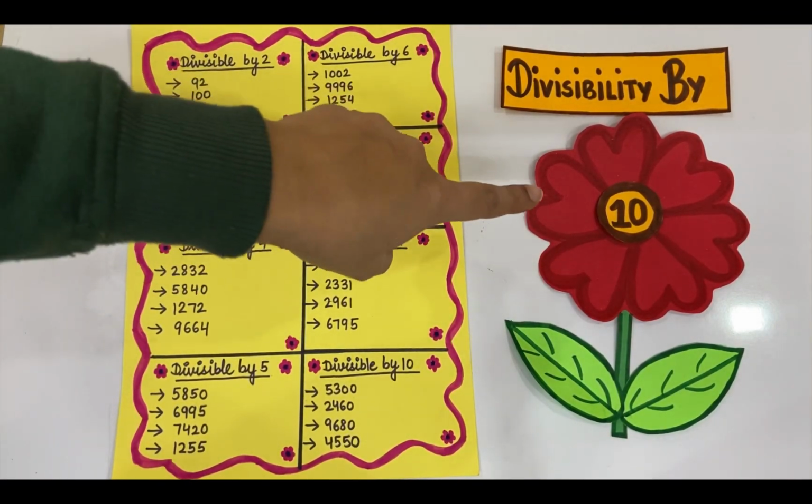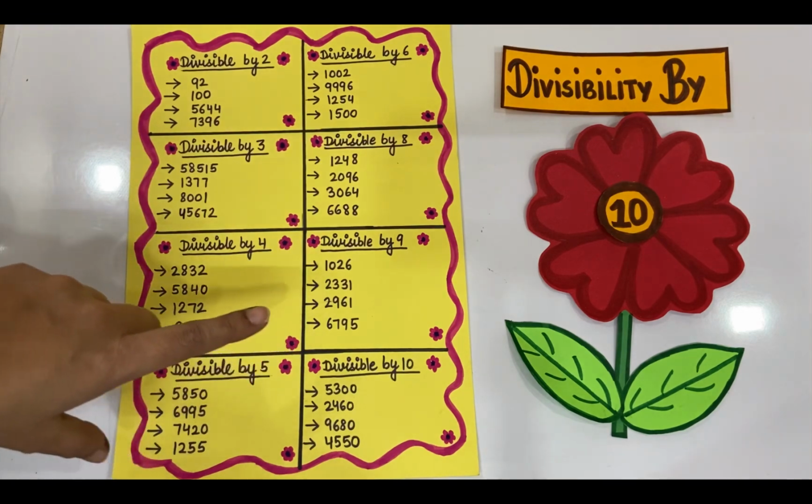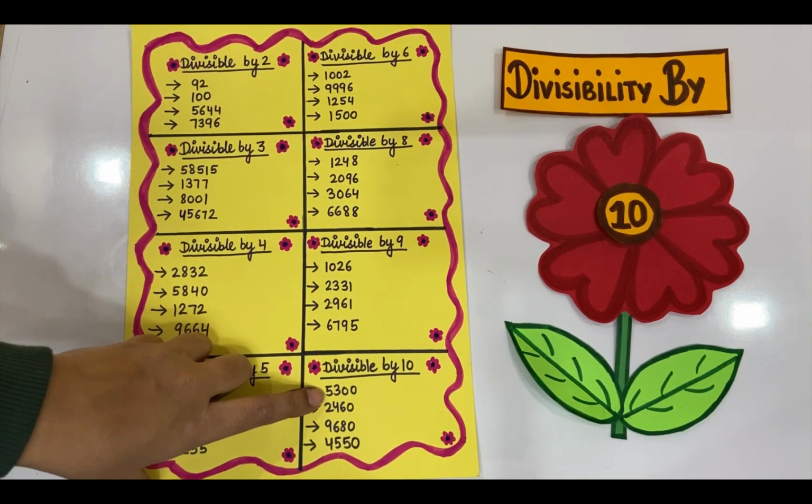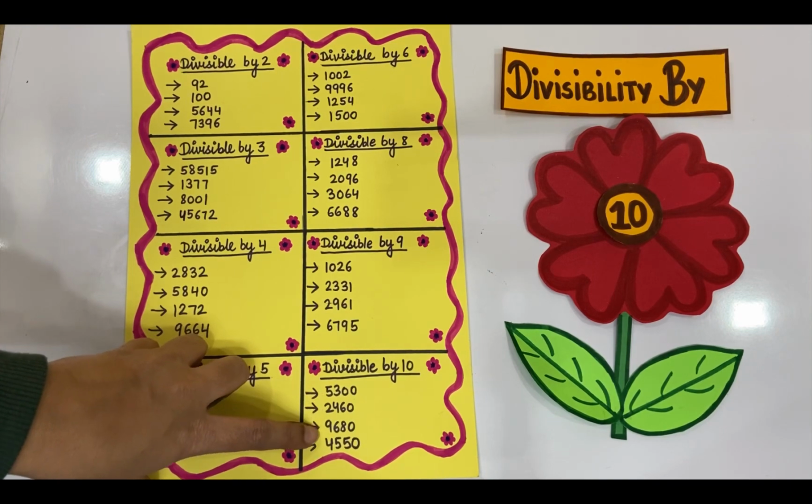Now divisibility by 10. If the last digit is 0, then the whole number is divisible by 10. For example, 5300, 2460, 9680, 4500, 550.